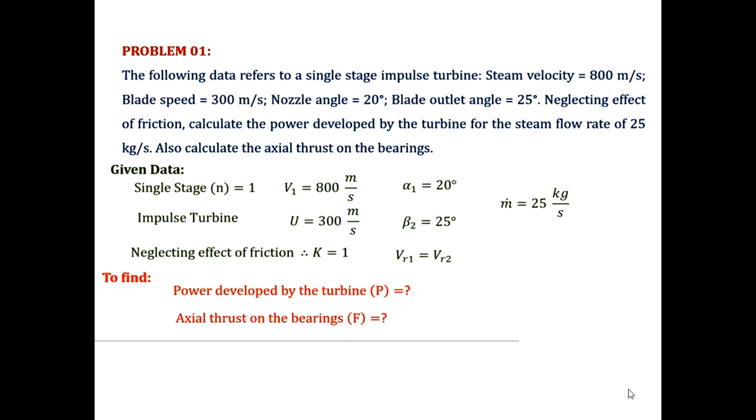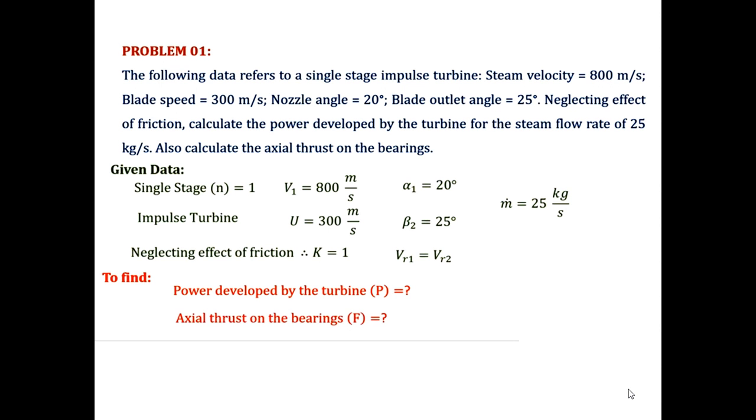What is the question asked? Calculate the power developed. Whenever you calculate the power, we have to multiply work done with the mass flow rate. Please keep in mind, once you multiply work done and the mass flow rate of the steam or water in kg per second, that becomes power, in kilowatt or kilojoules per second. That we need to find out: power developed by the turbine, for the steam mass flow rate of 25 kg per second. Also calculate the axial thrust on the bearings.